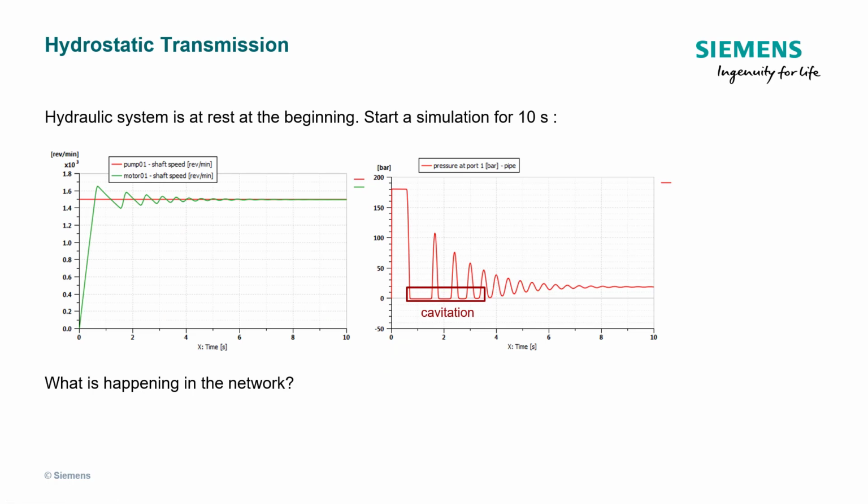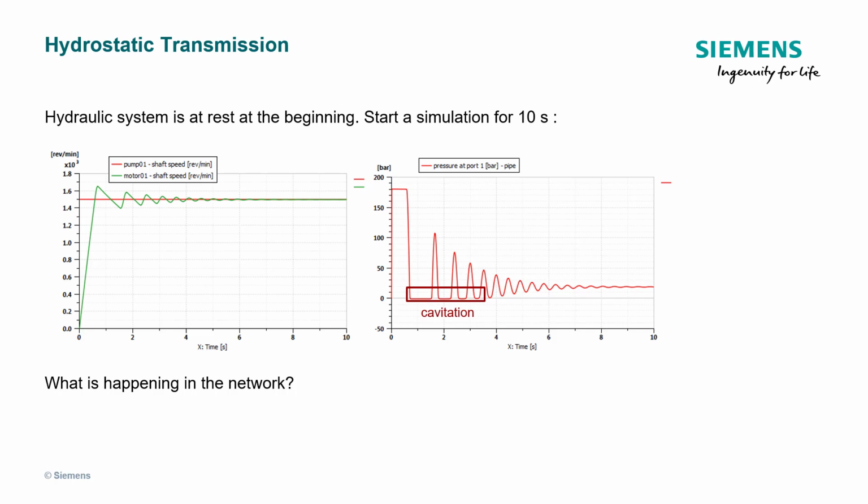For simulation setting, we will use the default option. After a simulation run from 0 seconds to 10 seconds, let's check the results of shaft speed of pump and motor. You can find the speed signal of the motor vibrated at the beginning and then stabilized at 1500 rpm. As the rotary load has inertia effect, this will cause the system pressure to go to zero level, as shown in the plot on the right-hand side.